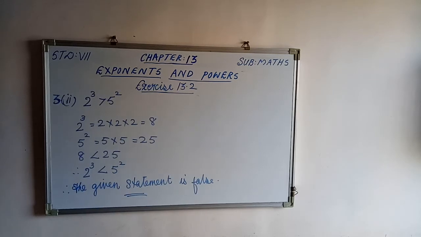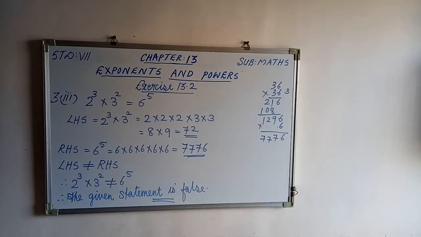Second one, 2 cube greater than 5 square. You have to check whether it is true or false. What is 2 cube? 2 cube means 2 multiplied 3 times, we get the answer 8. 5 square means 5 multiplied 2 times, it is 25. So we know that 8 is less than 25, not greater. So as 8 is less than 25, 2 cube is less than 5 square. Therefore, the given statement is false.